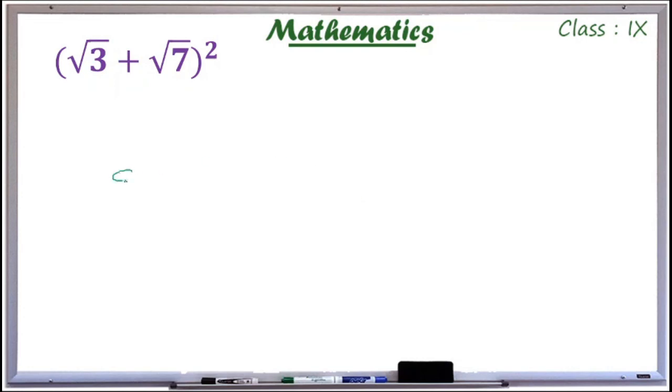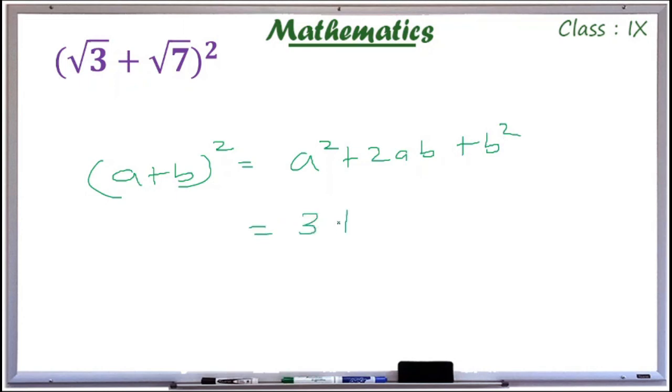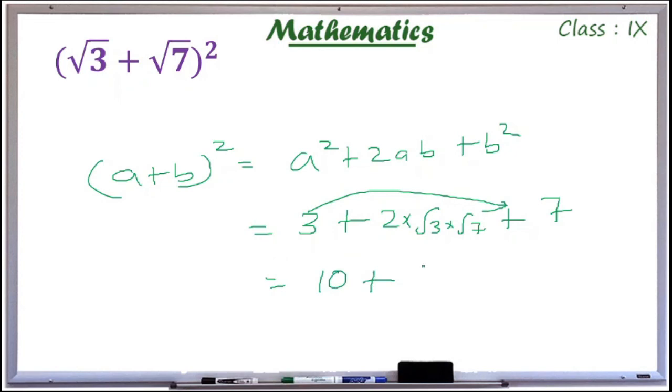So it is an expansion of a plus b all square. So we have to study the identities well. A plus b all square is equal to a square plus 2ab plus b square, and here a square is equal to root 3 square, which is equal to 3, plus 2 into a into b, meaning 2 into root 3 into root 7, plus b square. B square here is root 7 square, which is equal to 7. So 3 plus 7 I can add to get 10, and 2 into root 21.